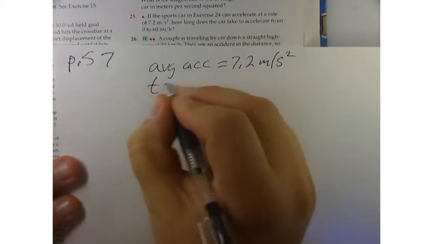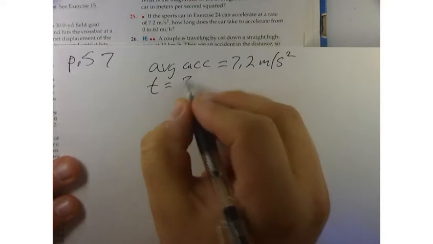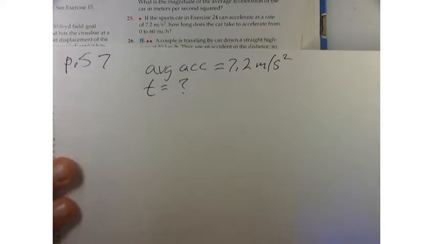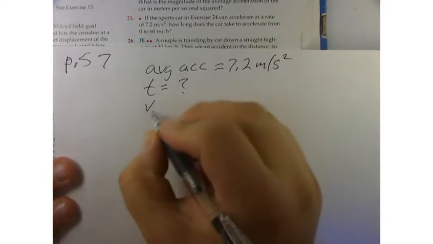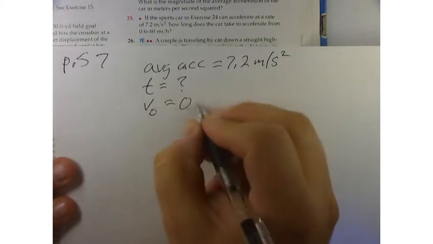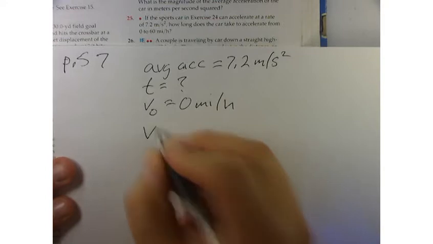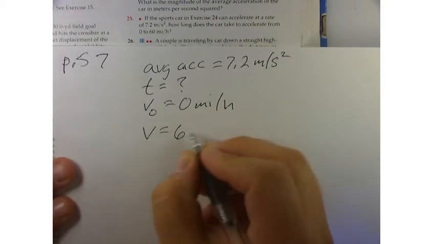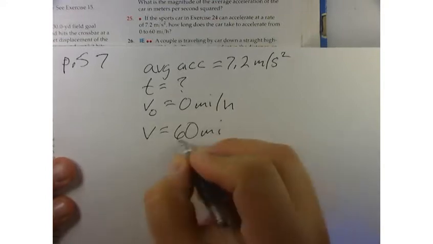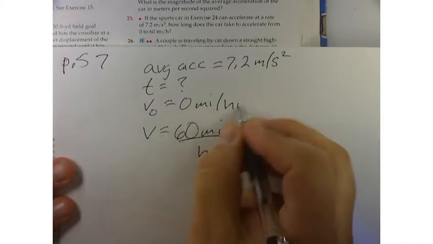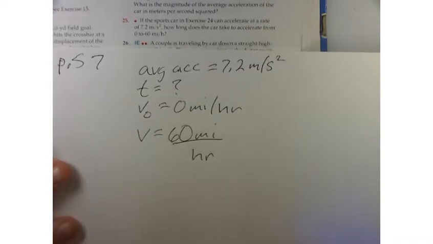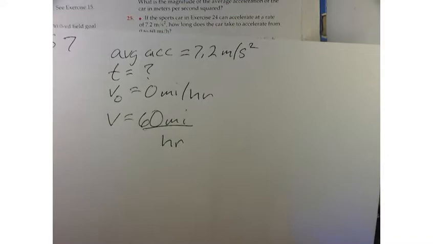Now here's the thing. It wants to know the time. That's the question. Then it tells me the initial velocity, which is 0 miles per hour. And then it tells me the final velocity, which is 60 miles per 1 hour. This is another way to write it, by the way. Okay.